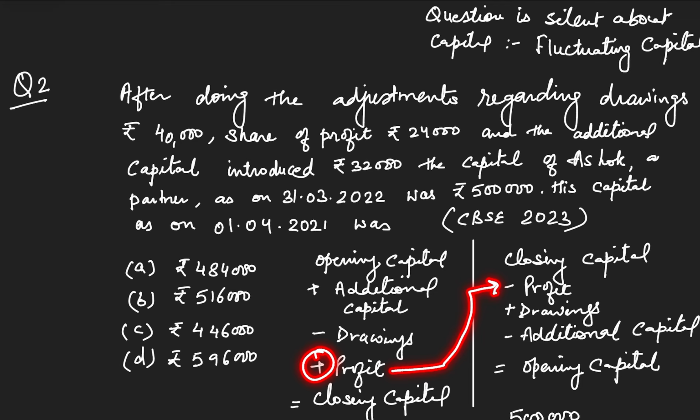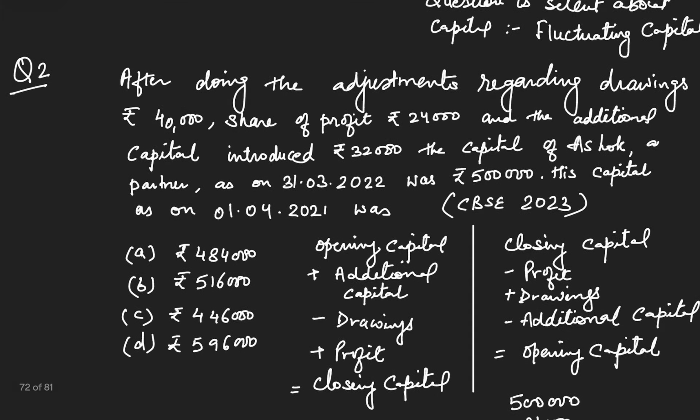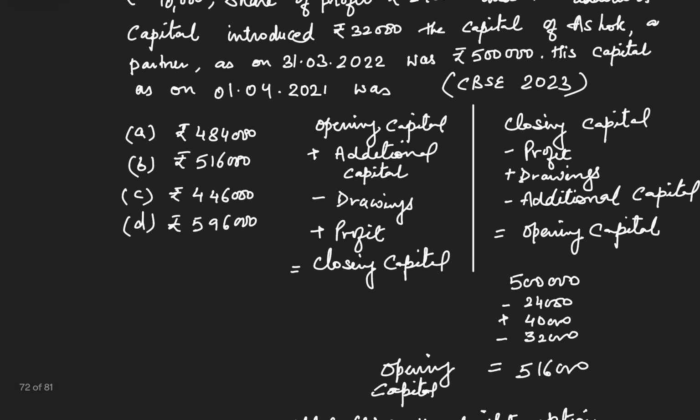We will subtract to nullify the effect. Reverse means we have to nullify the effect. Then the drawings will be added and the additional capital will be subtracted, and the answer will be the opening capital. So here you can see the closing capital 5 lakh, and then we are subtracting the profit of rupees 24,000. Further, we are adding up the drawings and subtracting the additional capital.